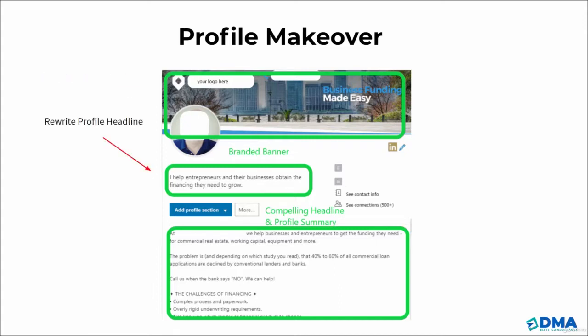So then you want to rewrite your profile headline. Now, this is as simple as saying, hey, I help XYZ businesses obtain XYZ achievement or goal through XYZ mechanism. You can make it like that, or just have it very nice and simple. I help X businesses accomplish XYZ, okay?